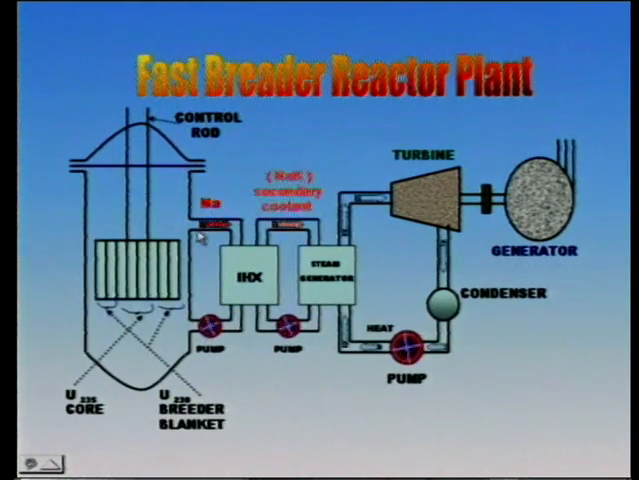If we observe, the sodium flows through the reactor, picks up the heat and flows into the intermediate heat exchanger. In the intermediate heat exchanger, we have got another circuit where a liquid sodium potash passes through the intermediate heat exchanger, takes away the heat and passes through the steam generator. In the steam generator, the water is getting converted into steam, and the steam flows through the turbine and flows through the condenser and back to the steam generator.